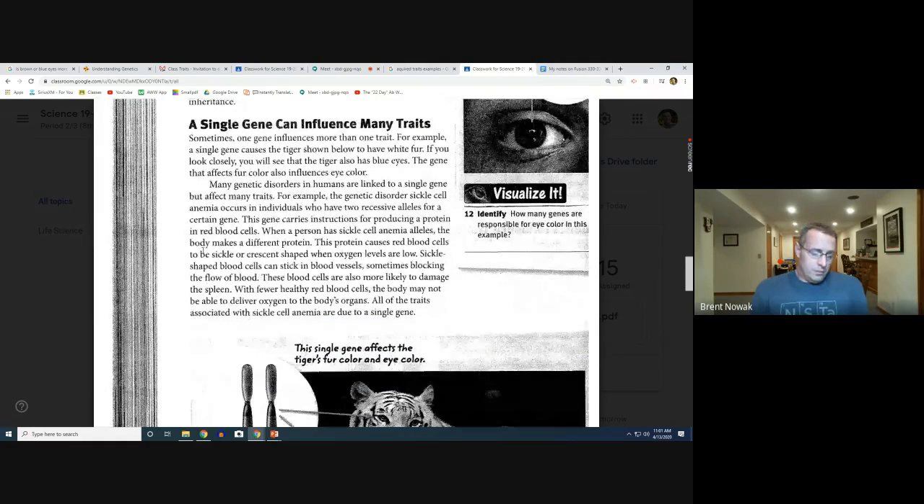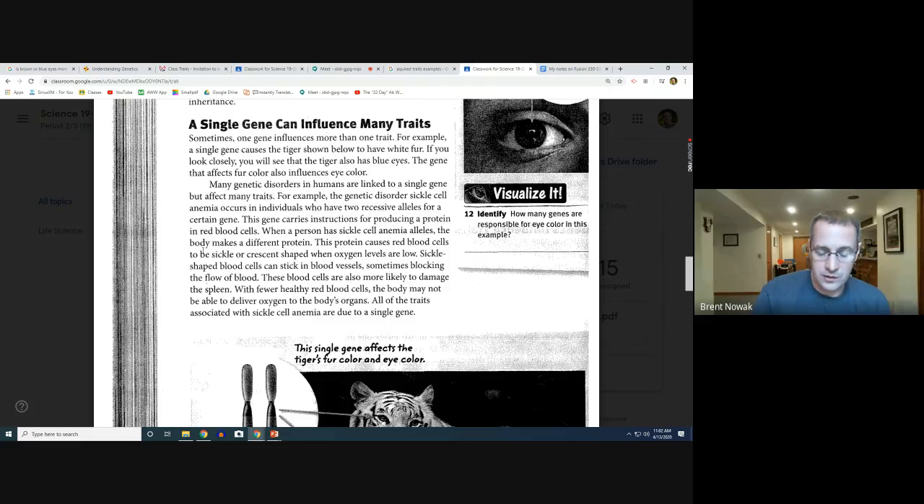Okay, so page 330, second paragraph, a single gene can influence many traits. We've already kind of started talking about that. I shared with you a link that showed you all of the genetic disorders that can occur. And as we continue through this process, I'm going to have you create a genetic disorder project. I want to write that down really quick.